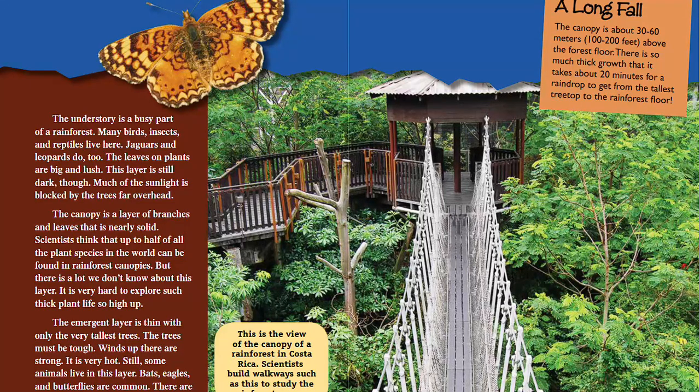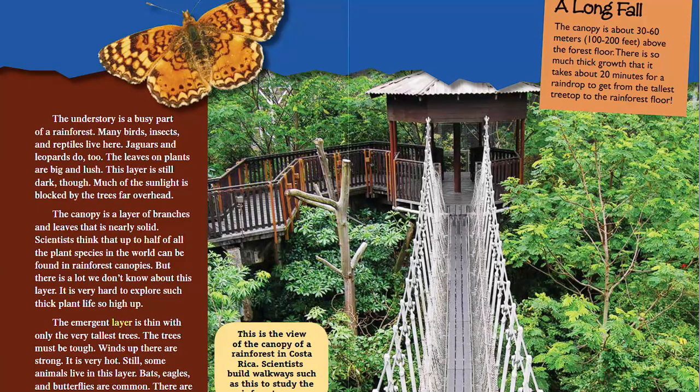The canopy is a layer of branches and leaves that is nearly solid. Scientists think that up to half of all the plant species in the world can be found in rainforest canopies. But there is a lot we don't know about this layer. It is very hard to explore such thick plant life so high up.